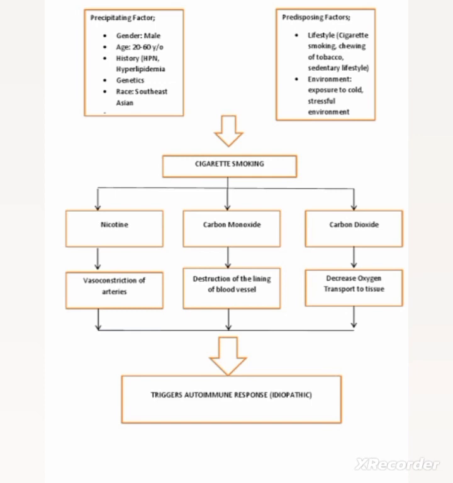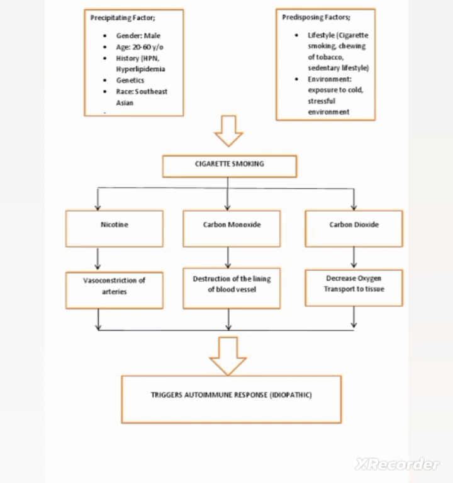The main etiology and pathophysiology of Buerger's disease. The main etiology is unknown. It is believed to be an autoimmune vasculitis that causes Buerger's disease. The main precipitating factors are gender, that is, male gender is the most precipitating factor. Then age between 20 to 60 years. Then history of hypertension and hyperlipidemia may cause this Buerger's disease.